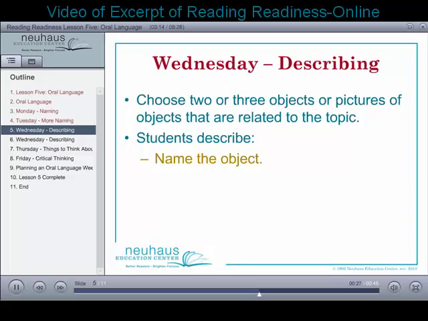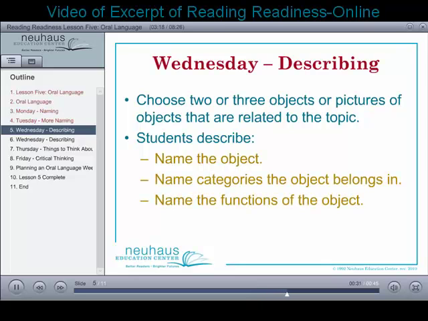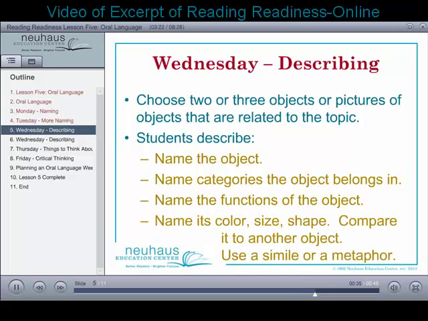Name the object, name categories the object belongs in, name the functions, use, or purpose of the object, name its color, size, and shape. Compare it to another object. Students might even try a simile or a metaphor.